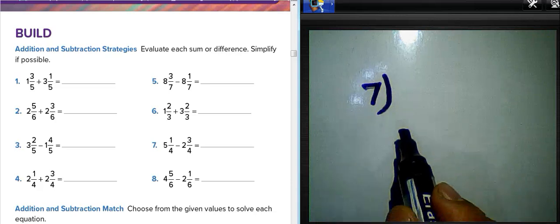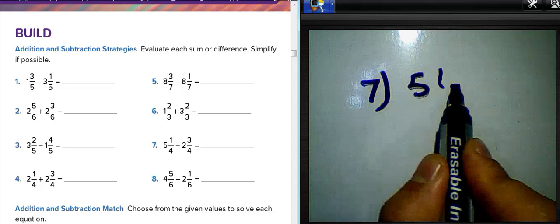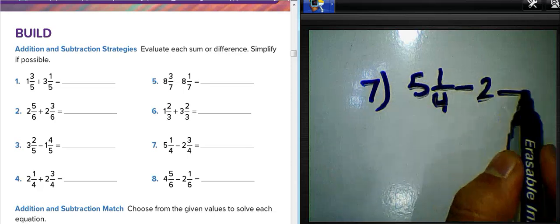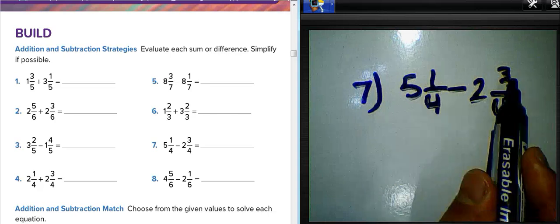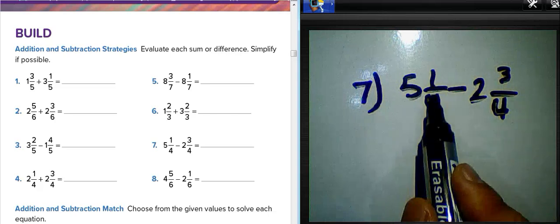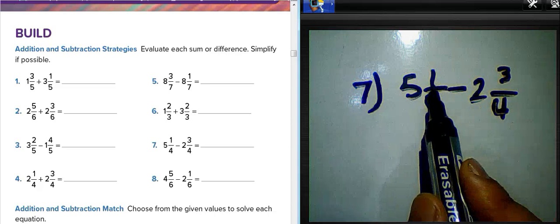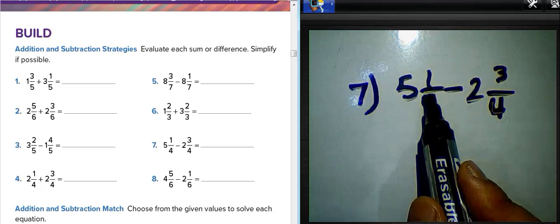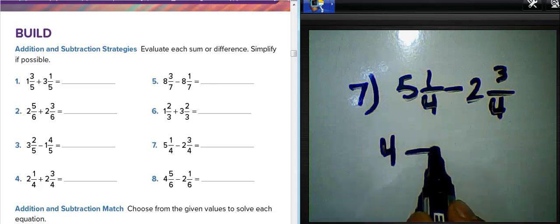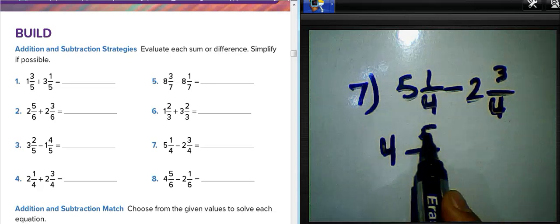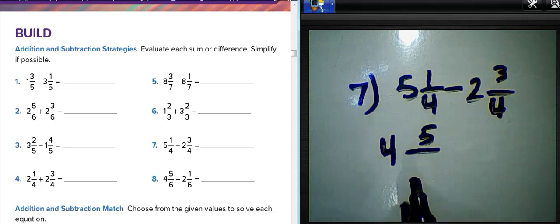Number 7 here says 5 and 1 over 4 subtract by 2 and 3 over 4. Look at with me about 1 and 3. Well, we can't find the difference between 1 and 3 because 1 is less than 3. So we must borrow 1 from 5, which will be 4. And we must add 1 plus 4 equal 5 because 1 will be 4 over 4. 4 over 4 plus 1 over 4 equal 5 over 4.